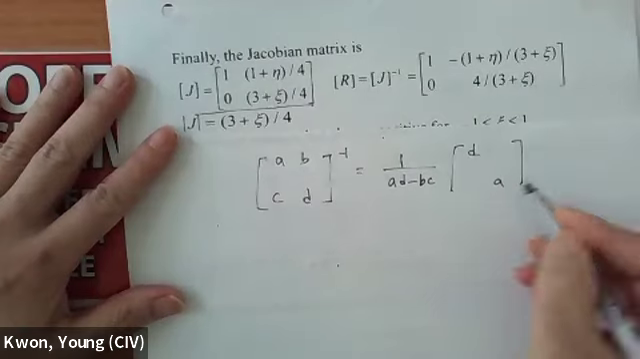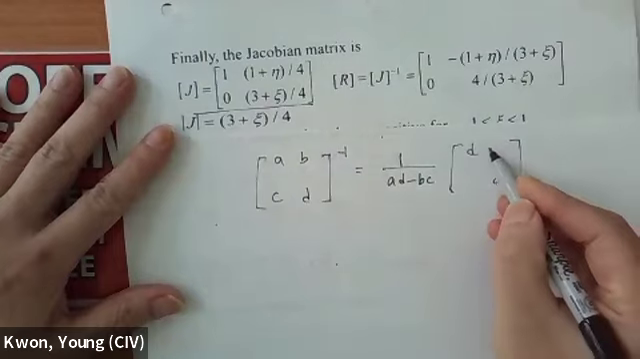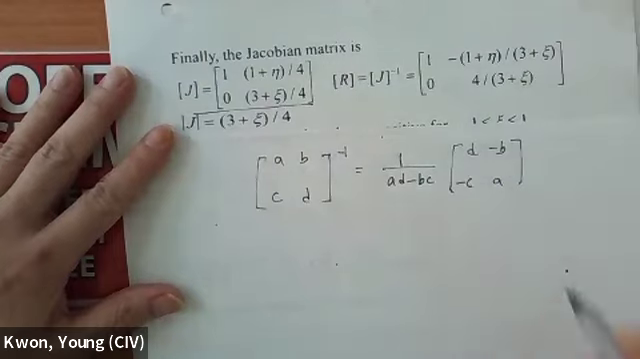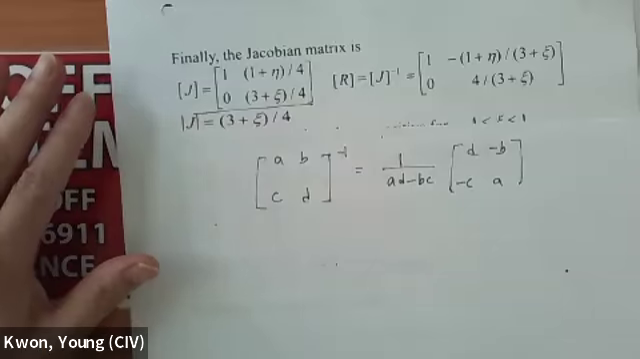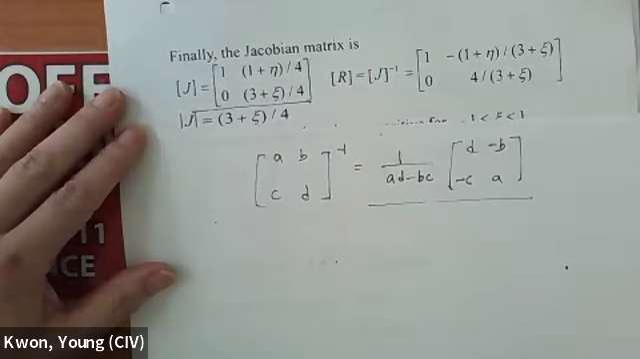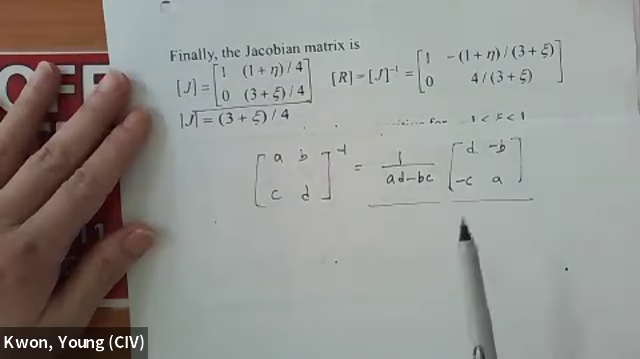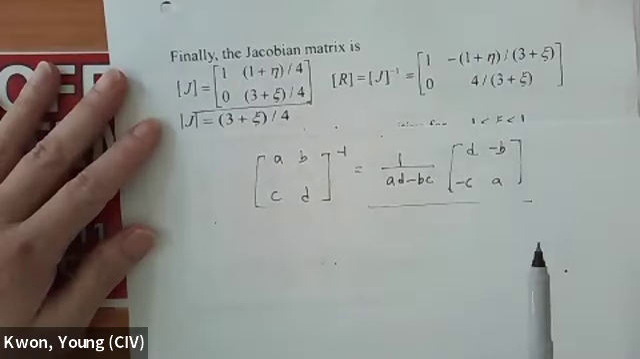So we exchange the diagonal terms, and this becomes negative D and negative C. Put the minus sign. So that's the simple formula for 2 by 2. Of course, you can do it a different way, and that's fine too. But for 2 by 2, you can do this one.